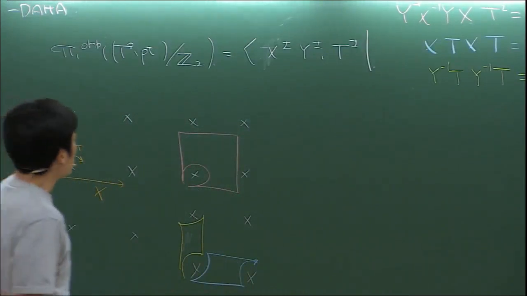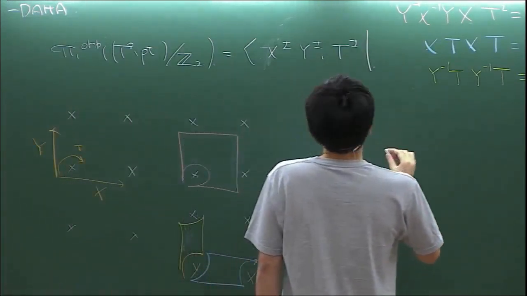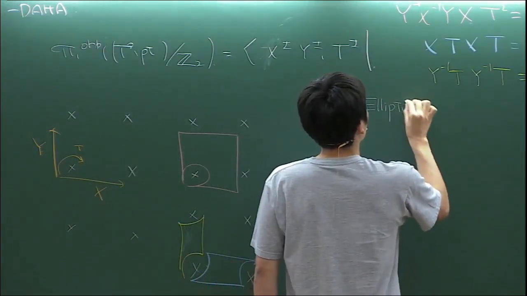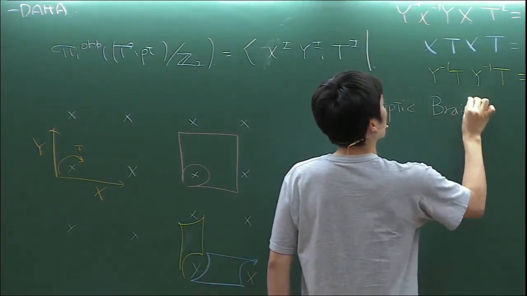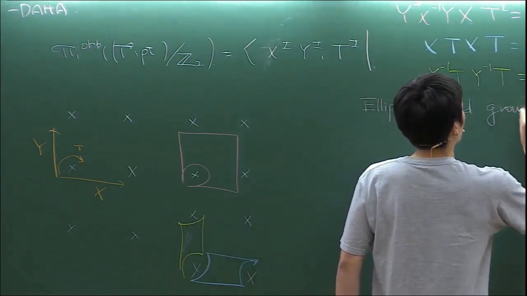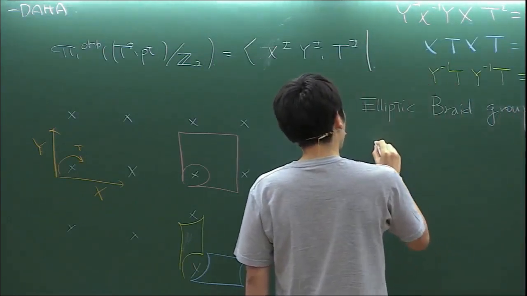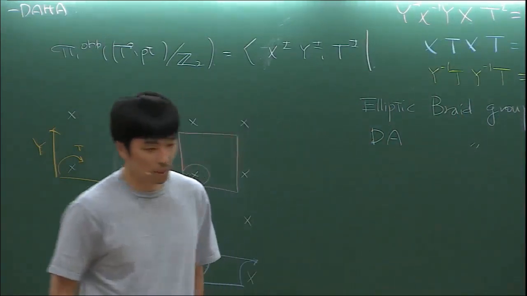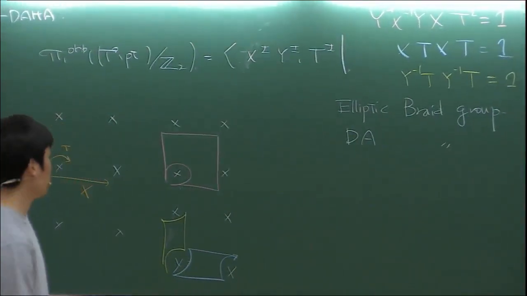Okay. So this group is called the elliptic braid group, or double affine braid group. Sometimes called the double affine braid group.